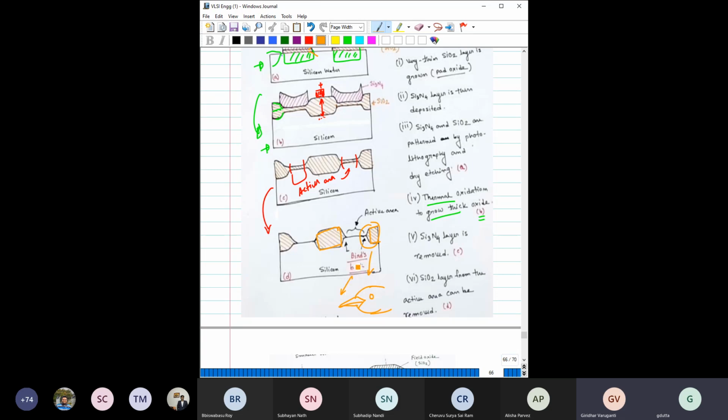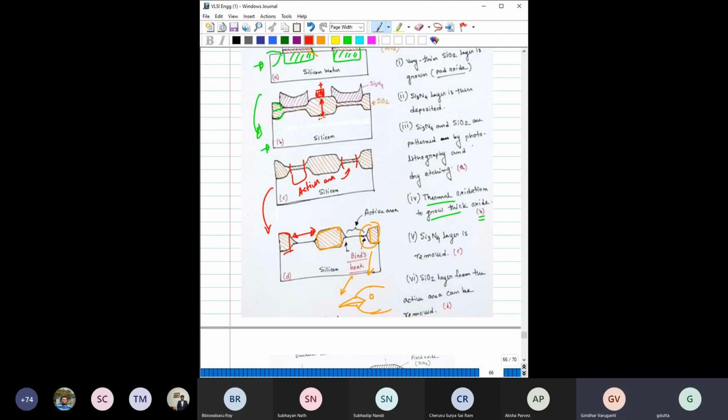So that is the issue. That is why people call it the bird beak problem. And how will this bird beak problem influence? Earlier you assumed that my entire active area is this much, but now that active area has reduced because of this bird beak issue, because the oxide has penetrated a bit inside the active area, so that reduces the active area.